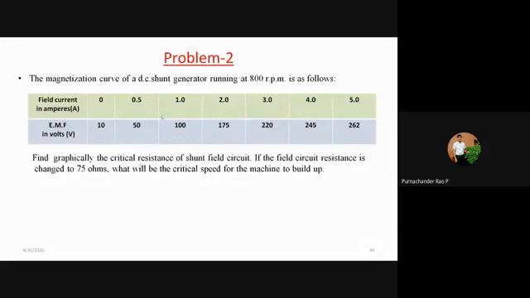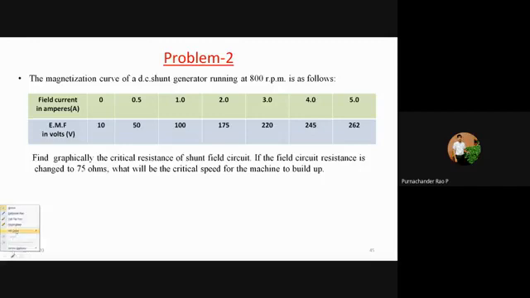Here, the magnetization characteristics of a shunt generator running at 800 RPM are as follows. As given, the field current and the no load voltage are given. With the help of this, we need to find the critical resistance of the shunt field circuit. And if the field circuit resistance is changed to 75 ohms, then what will be the critical speed for the machine to build up the voltage? So we need to find the critical field resistance.